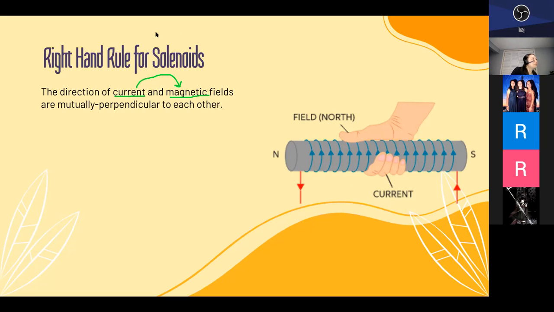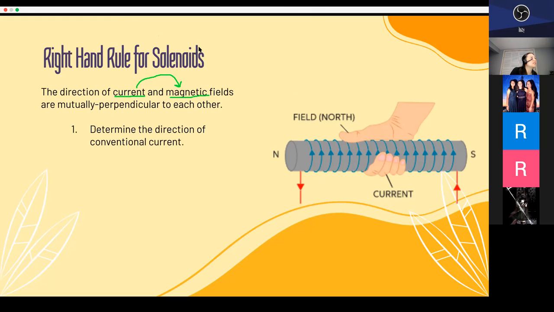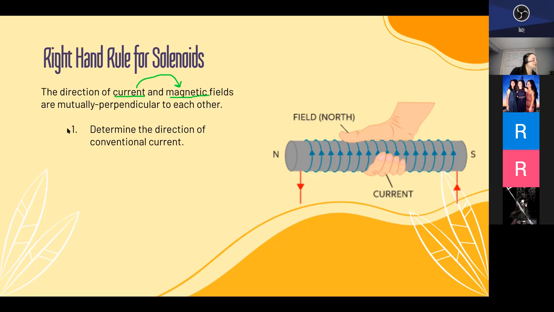So, how do we figure out where the North Pole is? The first thing you have to do is figure out where the conventional current is. Because of this particular picture, that step was already done for me. I do suggest always do step one and double check it because, for instance, number 14 in your homework, sometimes they draw the wrong direction of current. So check that it's conventional current. Conventional current goes from the positive terminal of the battery to the negative.